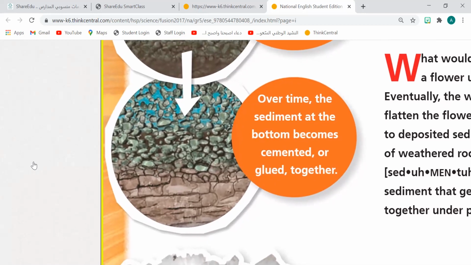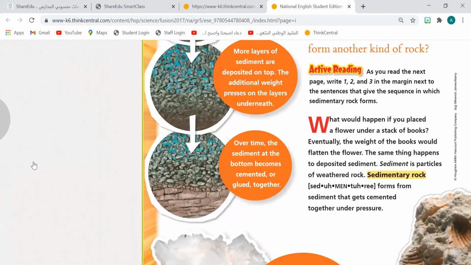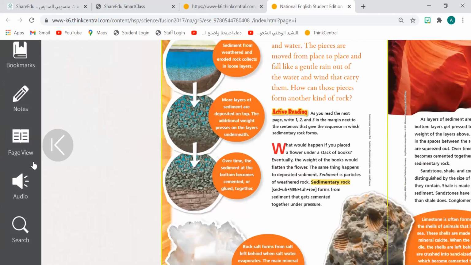So which one is the sedimentary rock? The one on top or the one in the bottom? The bottom. Excellent. The one in the bottom. And this is sedimentary rocks.